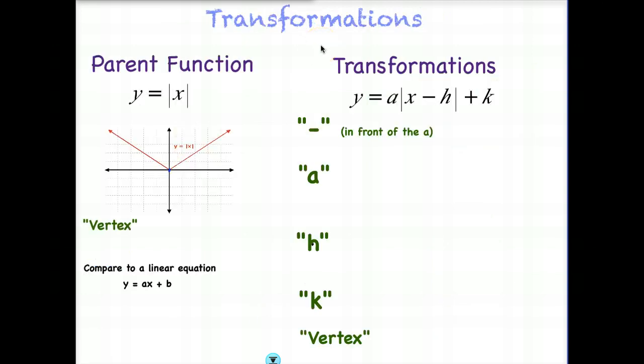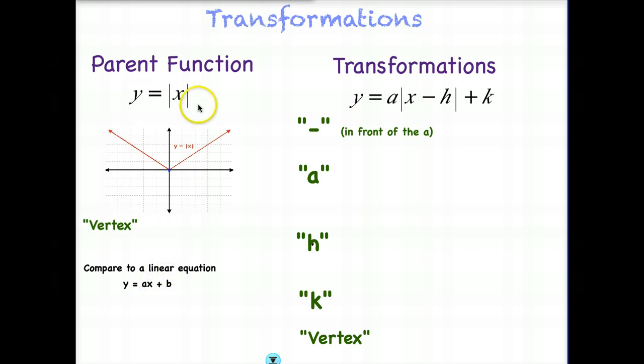Now let's look at transformations of absolute value equations. So down here at the bottom, I have compared to a linear equation. We have a next to the x, just like we have a next to the x here. We also have a b at the end. The end here is a k, and I'll explain why we've changed the letters to h and k here. Okay, and we'll kind of go through these and compare those to a linear equation transformations.